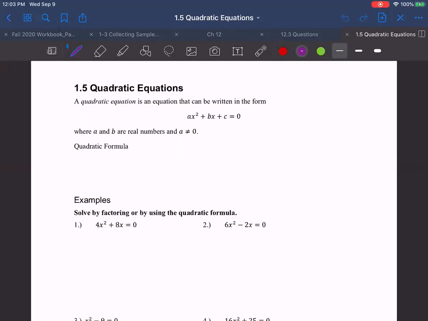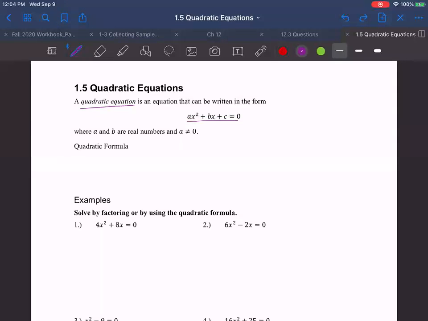All right, so the main idea of this section is we want to go with the tried and true method for solving a quadratic equation. It's basically any equation that is of this form: ax squared plus bx plus c equals 0, where a and b are real numbers and a does not equal 0. If a equals 0, then that whole term is gone and we're back to just a linear equation. So that's not the situation that we're looking at here.